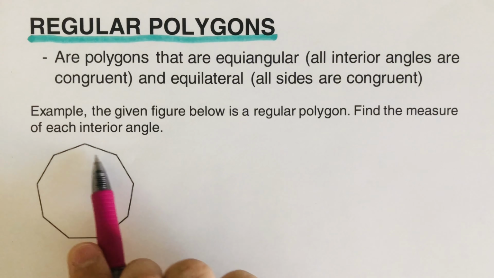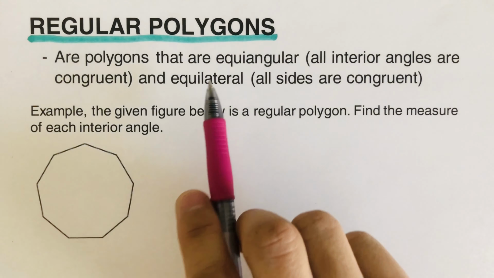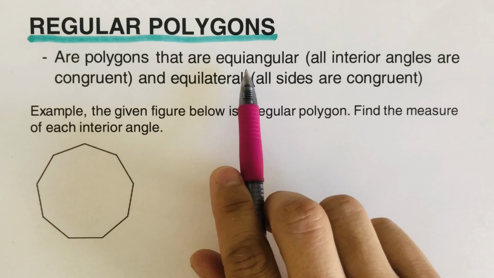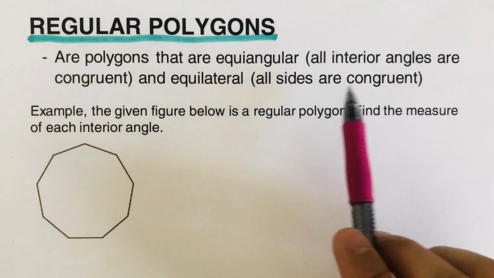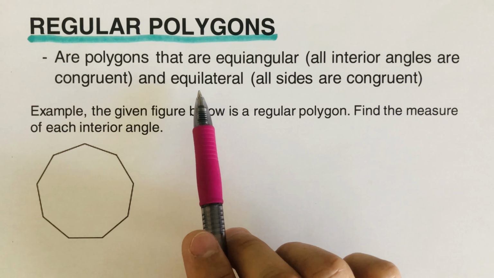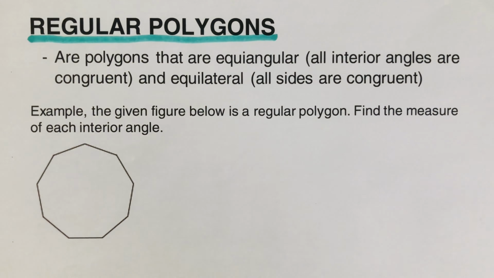So each of these angles, or each of these corners, are equal to each other. Again, the word equiangular comes from the two words equal and angle. So it's equal angles. And then a regular polygon is also equilateral. Equilateral comes from the word equal. Lateral means side. So what does this mean?